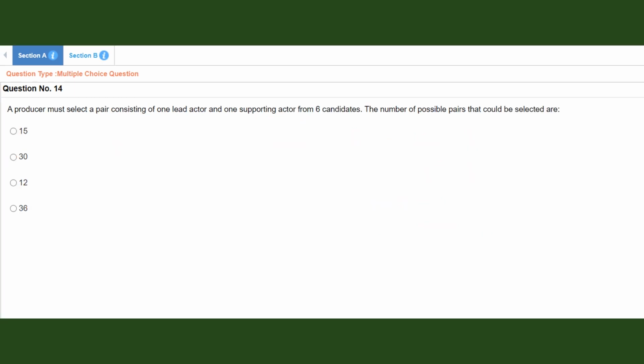So question number 14. A producer must select a pair consisting of one lead actor and one supporting actor from 6 candidates. The total number of possible pairs that could be selected are. So it's a combination problem where we count how many ways you can select a pair from 6 candidates.